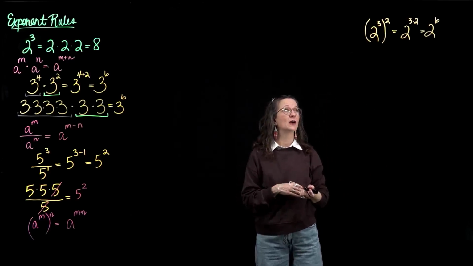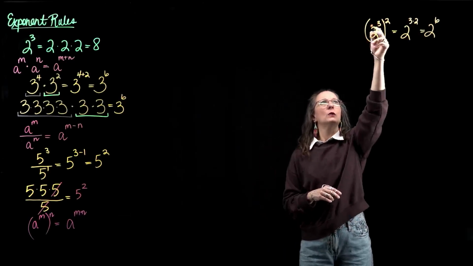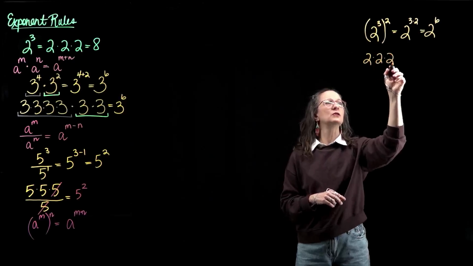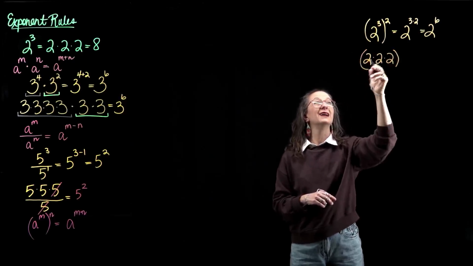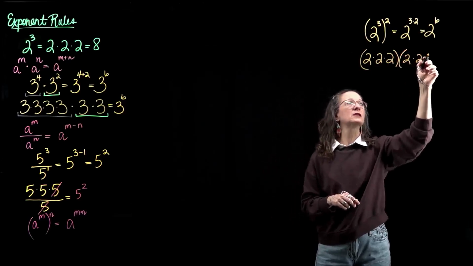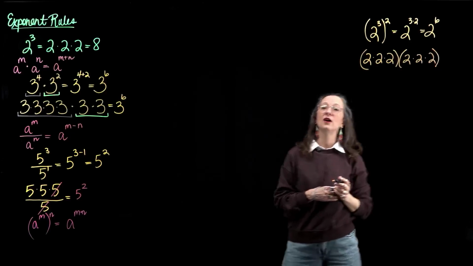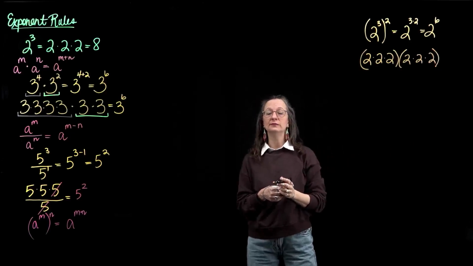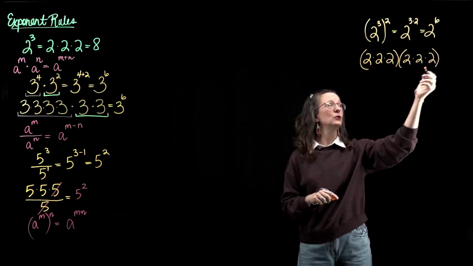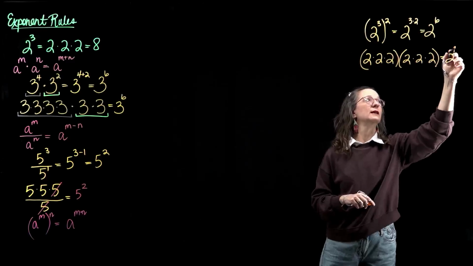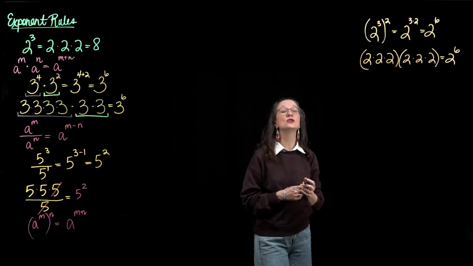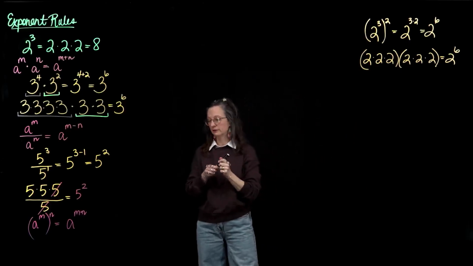But let's write it out. So I want to start with 2 to the third power. This would be 2 times 2 times 2, except we're squaring it. So that would be multiplied by itself, 2 times 2 times 2. So 2 to the third power, I have 2 of those. So this would be 1, 2, 3, 4, 5, 6 2's, which is 2 to the 6th power.